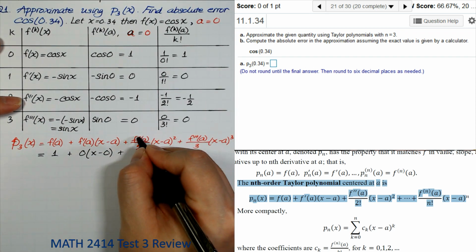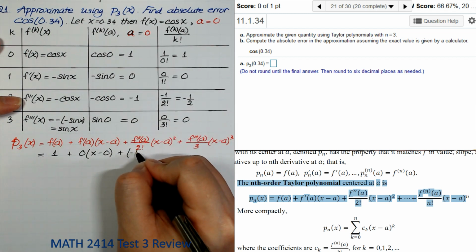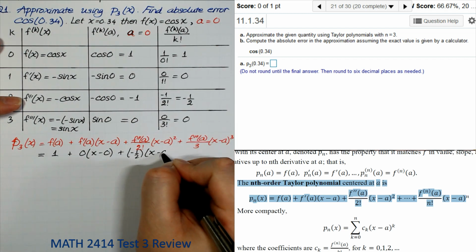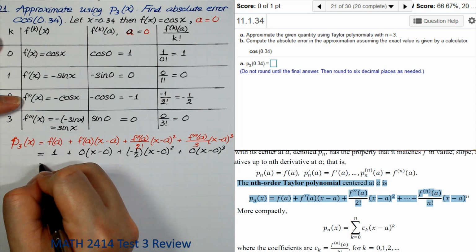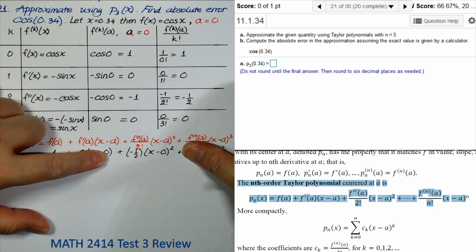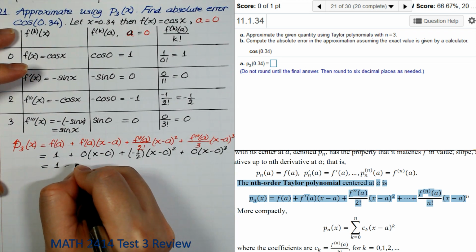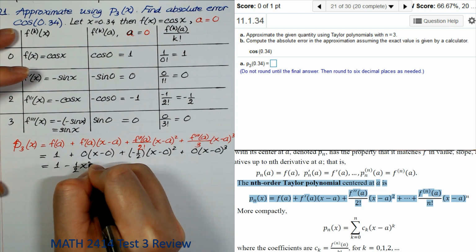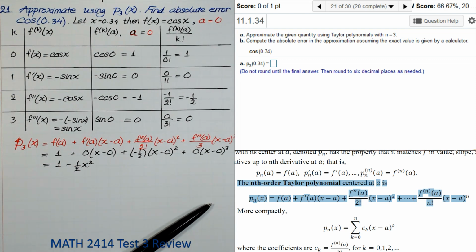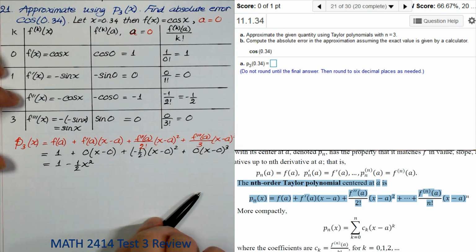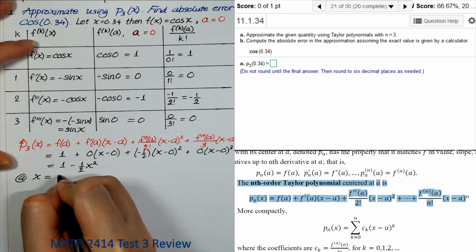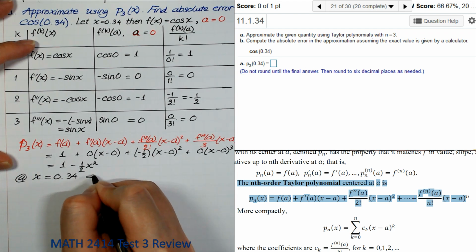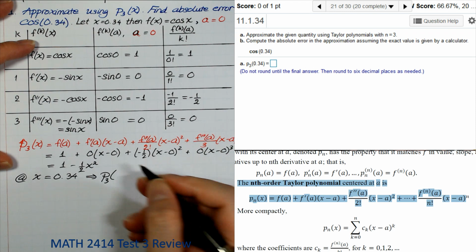Right. The whole thing here, don't mind that. That's negative 1/2, x minus 0 squared. And then we have 0, x minus 0 cubed. That one cancel, that one cancel. Just have that. And at x equal to 0.34, P3 of that.